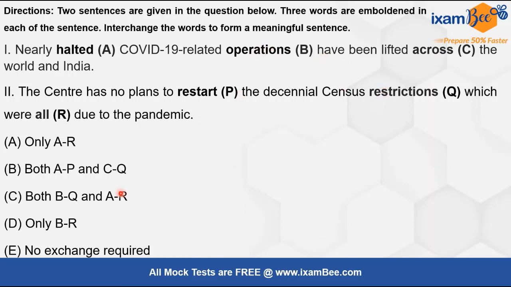So B and Q need to be swapped, and here only one option contains BQ, so we will also check for AR. Now it says nearly all COVID-19 related restrictions have been lifted across the world and India. Yes, the sentence makes sense, right? And now we'll read the second one. The sentence has no plans to restart the decennial census operations which were halted due to the pandemic.